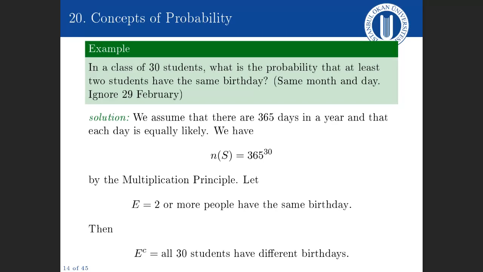Another example. In a class of 30 students, what is the probability that at least 2 students have the same birthday? Now, for birthday, I mean month and day. I'm not interested in them being born in the same year. And to make our calculation a little bit easier, we're going to ignore the existence of the 29th of February. So we're going to be assuming that there are 365 days in a year, and we're also going to assume that each day is equally likely.